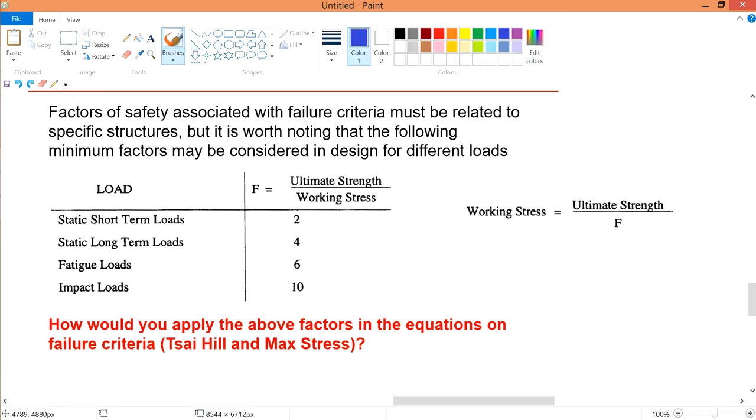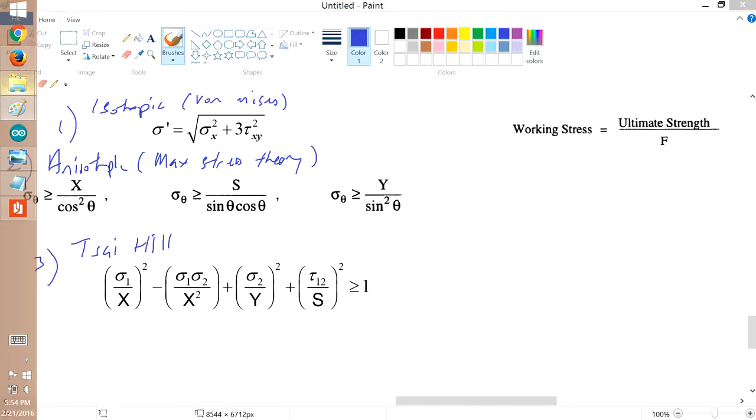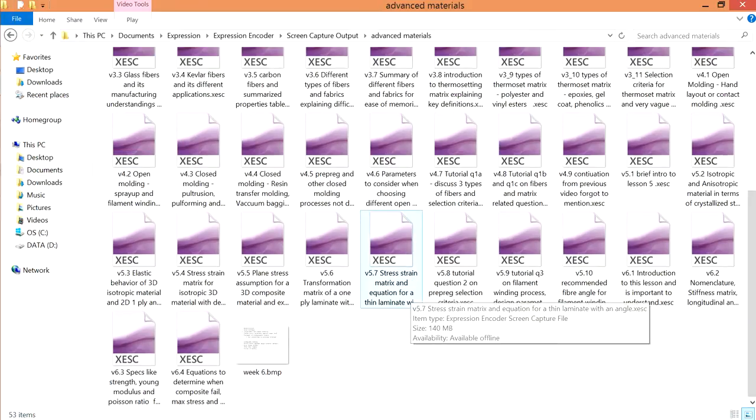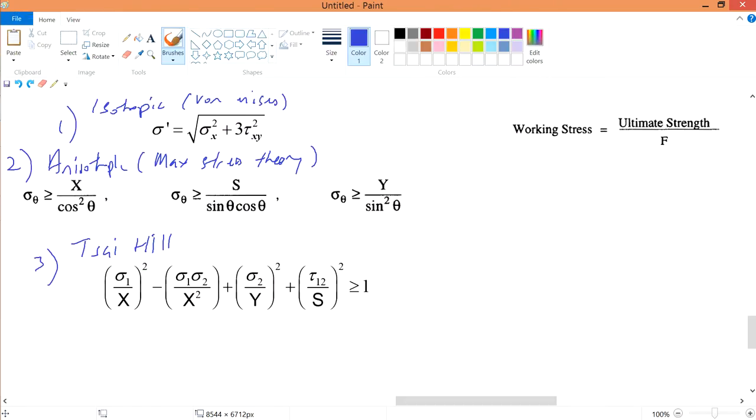Therefore, how would you apply the above factors in the equations on failure criteria, on Zai-Hugh and max stress? For the different cases, for example, for isotropic you use the von Mises, correct? If you don't understand anything right now, you can go back to the previous video on 6.4, where we talk about the different composite failures. The first one was the isotropic material for von Mises. It's a shorter version.